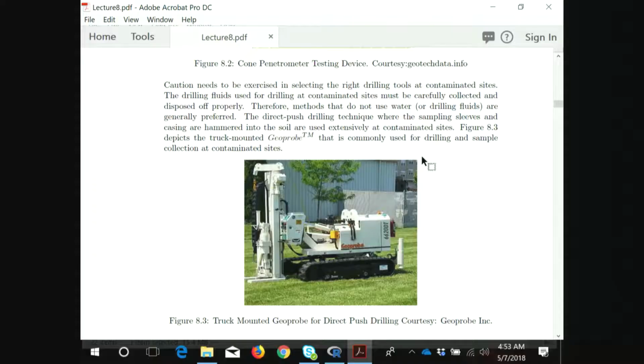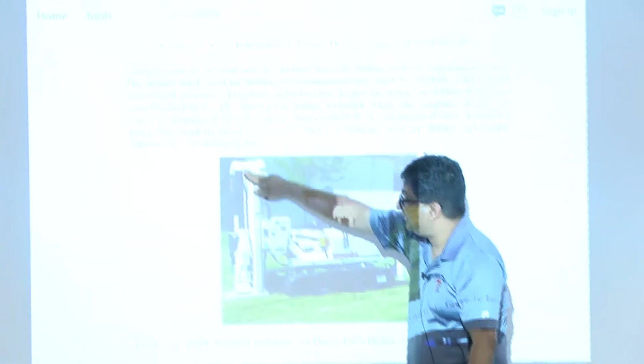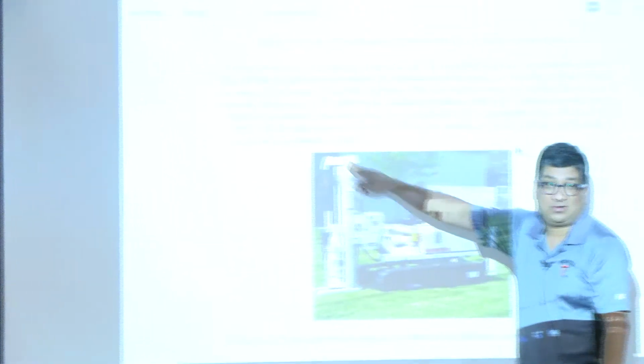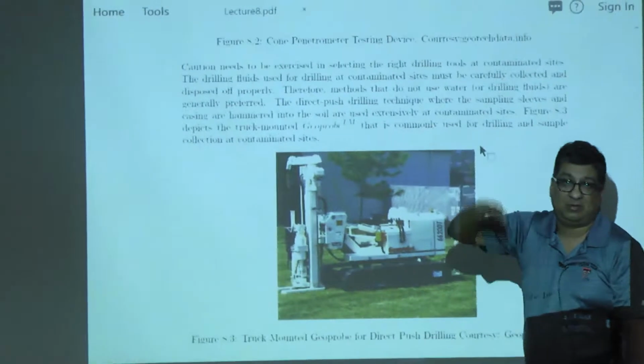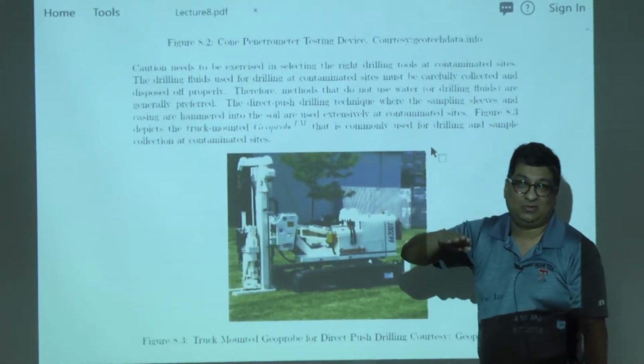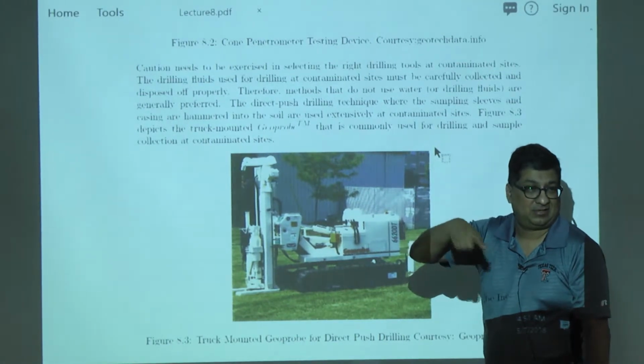One technology that has come out is called a truck-mounted geoprobe. I'm showing you a picture of that. You can drive this into the field, and you say I want to drill a well here, so you set it up, and essentially this goes all the way up and falls down. So it's like a hammer. You're just hammering that well down. There is no fluid to keep it lubricated.